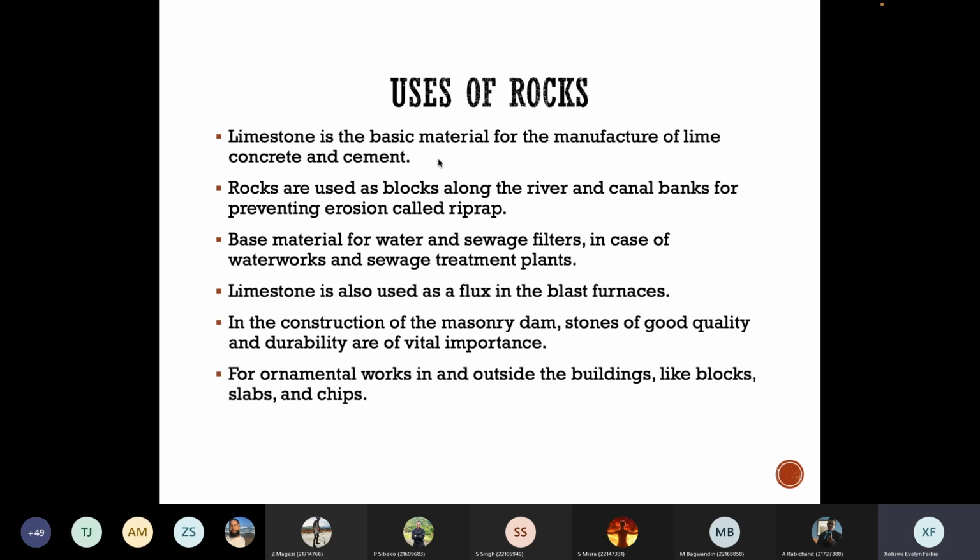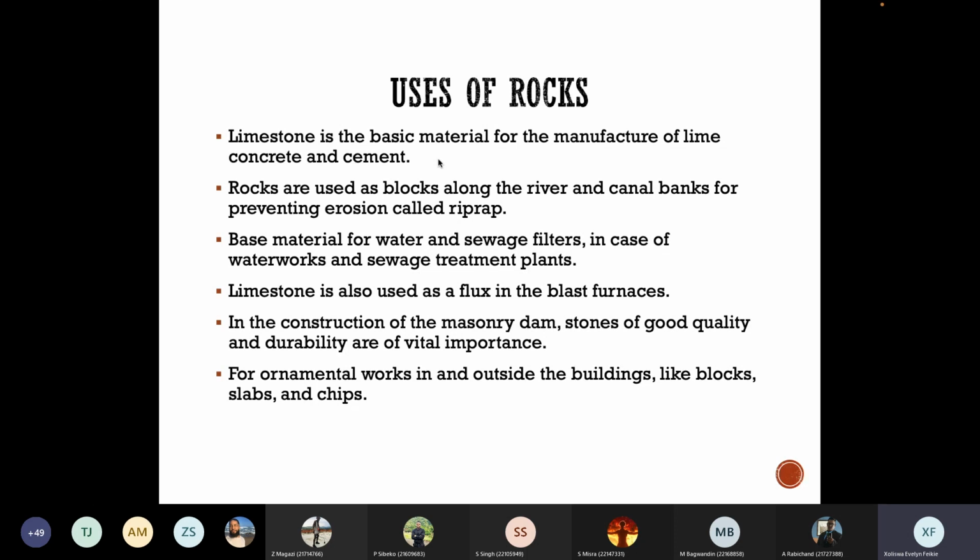Limestone, they use it as a basic material for manufacturing of lime, concrete, or cement. Rocks are used as blocks along the river and canal banks for preventing erosion, called riprap, and as base material for water and sewage filters in waterworks and sewage treatment plants. Limestones are also used as a flux in the blast furnace, in the construction of the masonry dam.